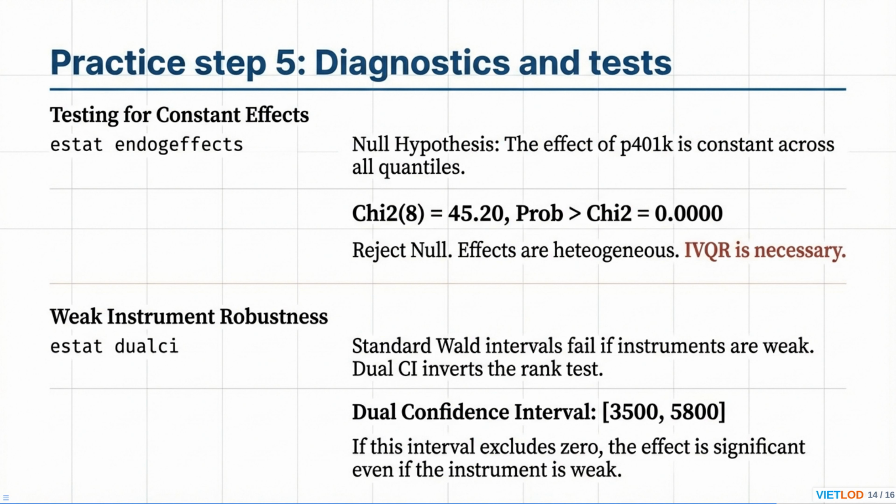After running our IVQR model, it is crucial to perform diagnostics to ensure our results are valid. First, we test for constant effects using the command estat endogeffects. The null hypothesis here is that the effect of 401k participation is constant across all quantiles. Looking at our output, the chi-square value is 45.20 with a p-value of 0.0000. This means we reject the null hypothesis, confirming that the effects are heterogeneous and that using the IVQR approach is necessary rather than a simple IV model.